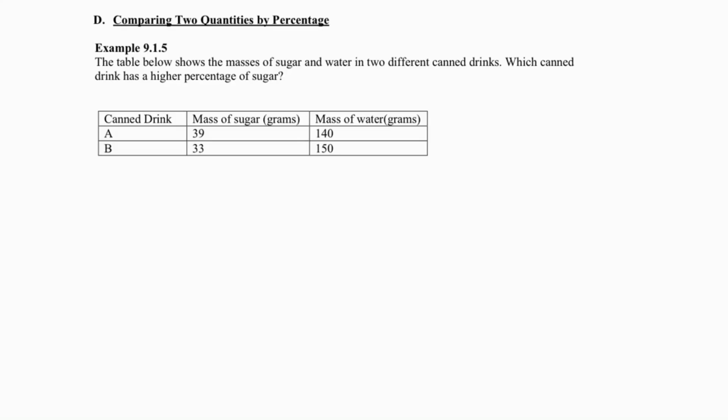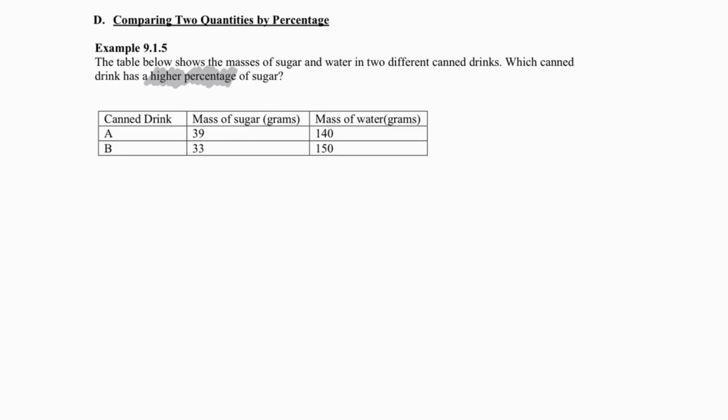Hello everyone, welcome to this math video where we will need to find which canned drink has a higher percentage of sugar. So of course we will need to find the percentage of sugar for each canned drink.